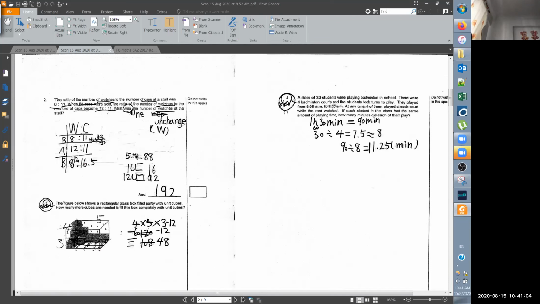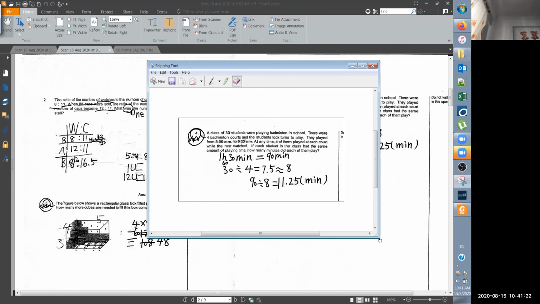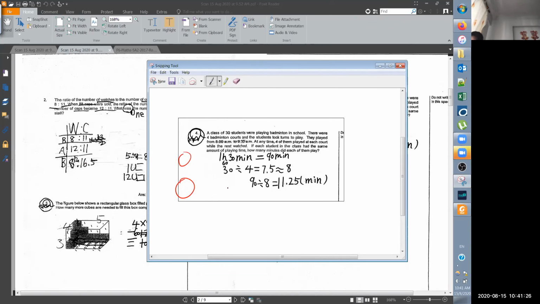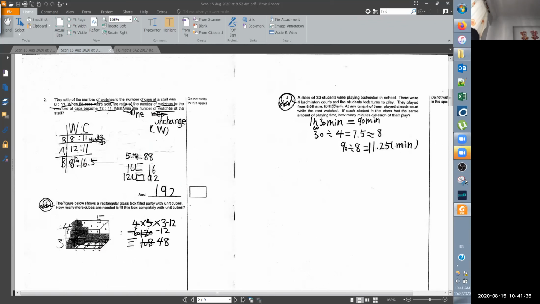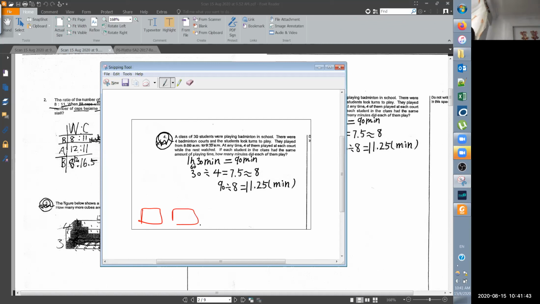第4题有错吗？ 有错。 So 第4题 let's look at it together. Okay, it says a class of 30 students were playing badminton in school. There were 4 badminton courts. 总共有4个 court, 对吗？So yeah, 1 court, 2, 3, 4. And then it says they played from 8 to 9:30. 8 to 9:30 总共是90分钟是吗？That means the 4 courts are 90, 90, 90 and 90, 对吧？So at any time, 4 of them play at each court while the rest watch.